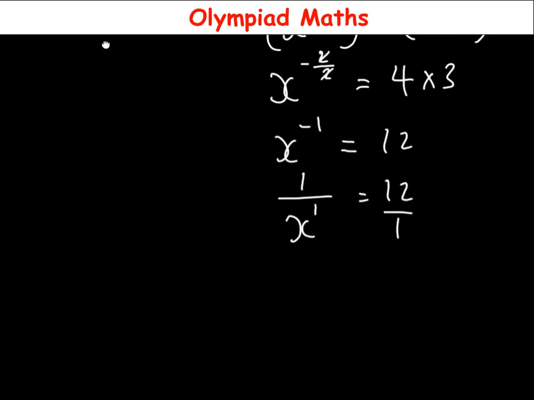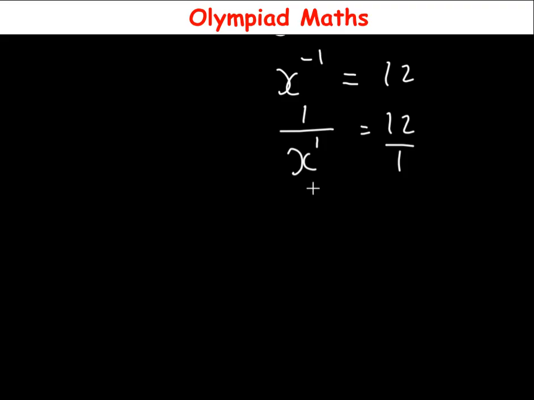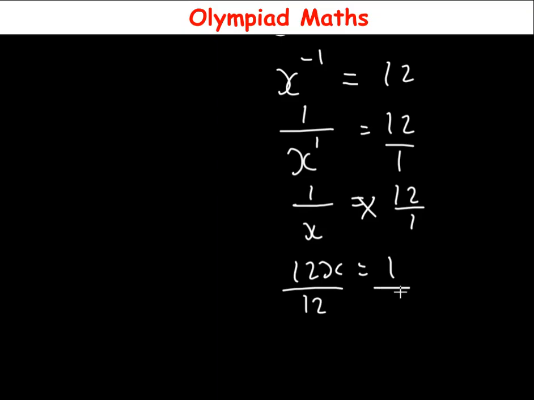Okay, so you have 1 over x power of 1, which is x, equals 12 over 1. Then multiply x times 12 is 12x, which equals 1 times 1, which is 1. To then solve for x, divide by 12. So 12 divided by 12, the value of x is equal to 1 over 12. As you can see, we've gotten the value of x using the second method.